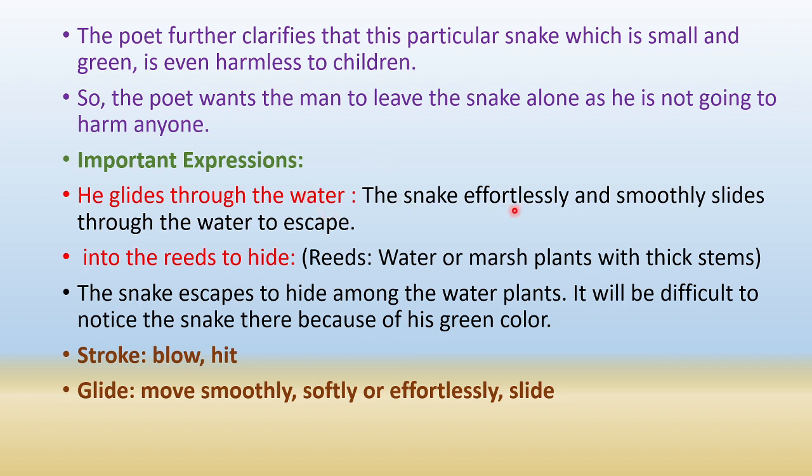So the snake effortlessly and smoothly slides through the water to escape. So the meaning of glide is to move smoothly, softly or effortlessly, sliding. And stroke means blow or hit.